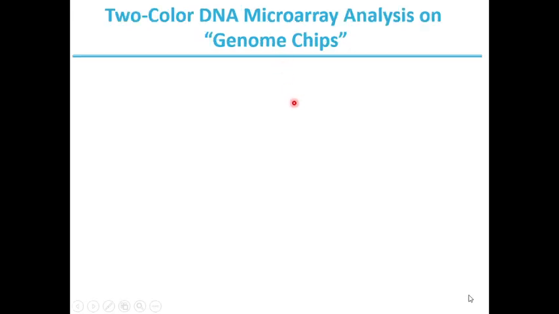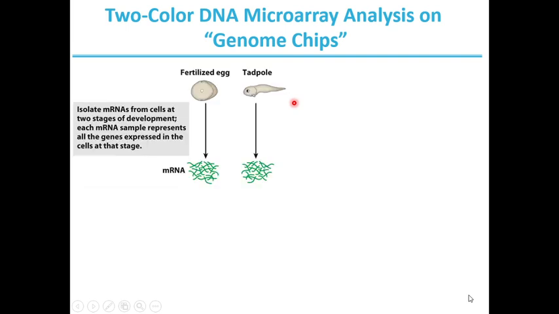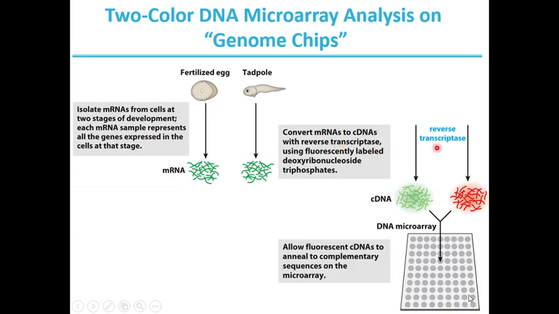A microarray can provide a snapshot of all the genes in an organism, informing the researcher about the genes that are expressed at a given stage in the organism's development or under a particular set of environmental conditions. For example, mRNAs from organisms at two different stages of development can be isolated, and this mRNA can then be converted to cDNAs using reverse transcriptase.